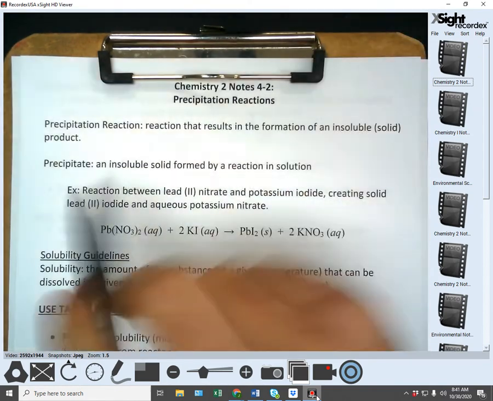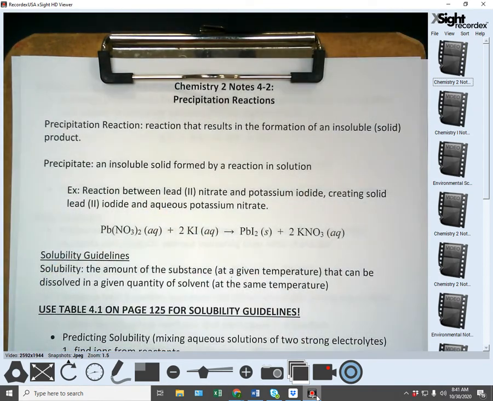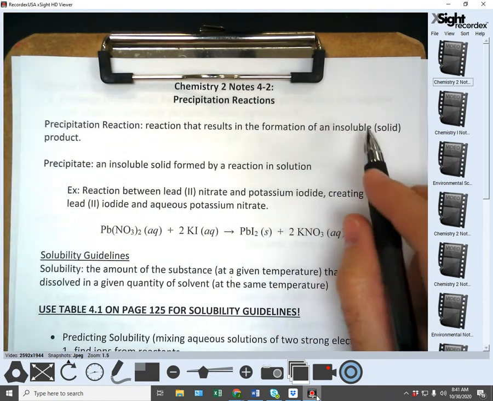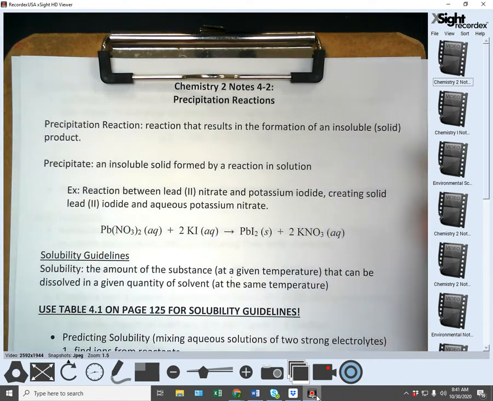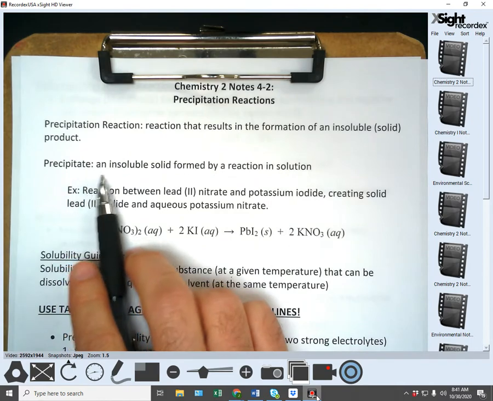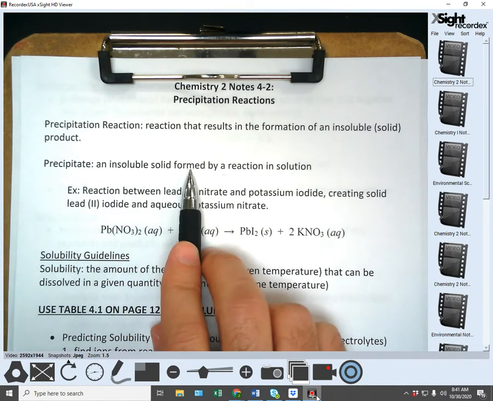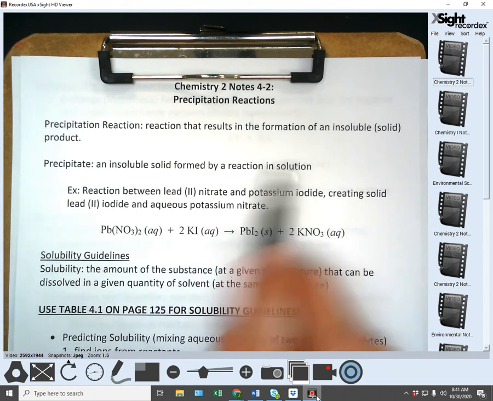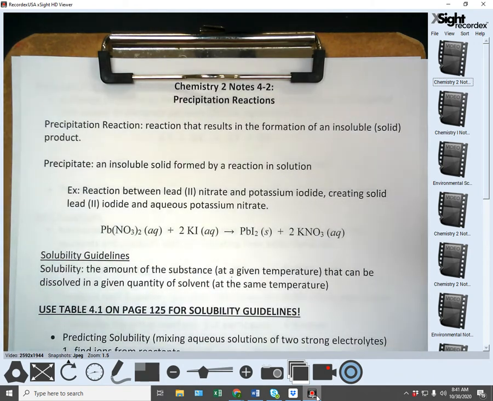So we have the definition here. A precipitation reaction is a reaction that results in the formation of an insoluble or solid product. Insoluble means something that does not dissolve in a solvent. A precipitate is an insoluble solid formed by a reaction in solution. So the precipitate is the solid that's formed.